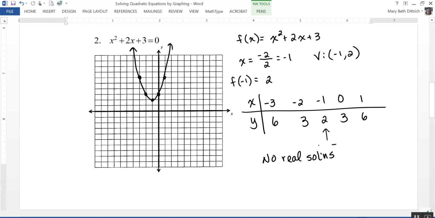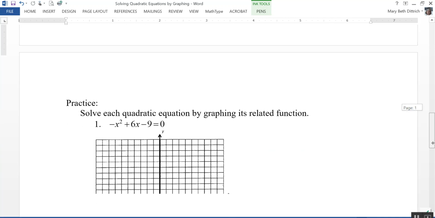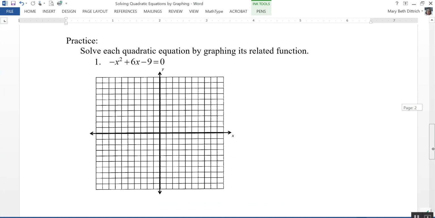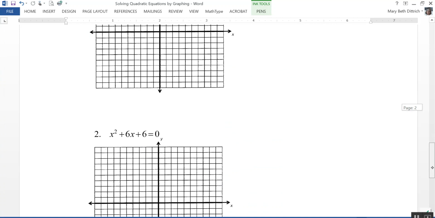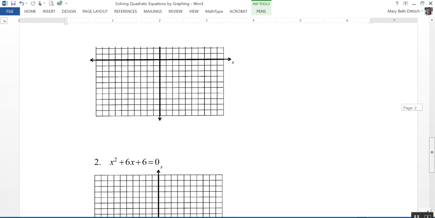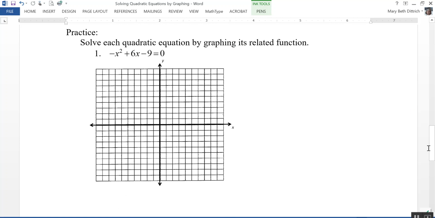I think it's actually interesting that you can tell a lot by not just looking at the graph, obviously, but also by what the table is telling you, the values in the table. So here are a couple quadratic equations I'd like you to try on your own. Negative x squared plus 6x minus 9 equals 0, and x squared plus 6x plus 6 equals 0. Stop the video and try these in your math journal.